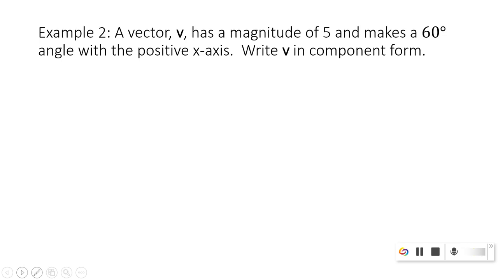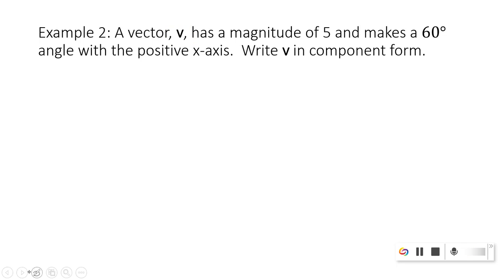All right, here's another example. This problem says a vector v, and notice now I'm using that bold font to indicate that we're talking about a vector. That's something that your textbook does frequently. All right, so a vector v has a magnitude of 5, so we know the length of the vector. And the vector makes a 60-degree angle with the positive x-axis. Write the vector in component form.